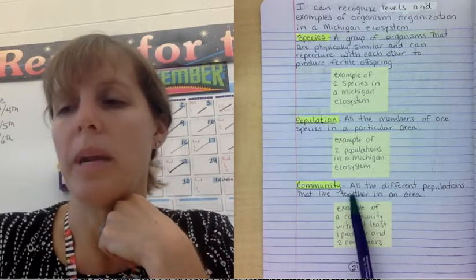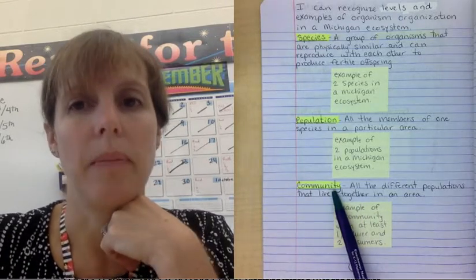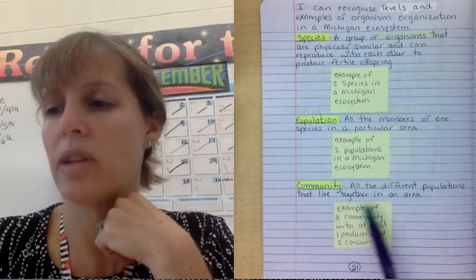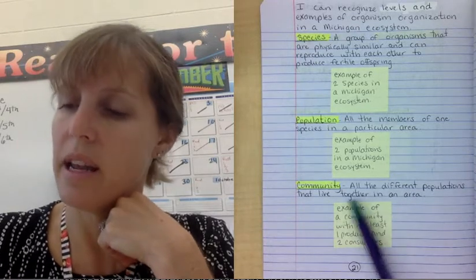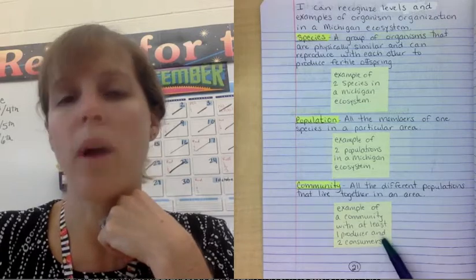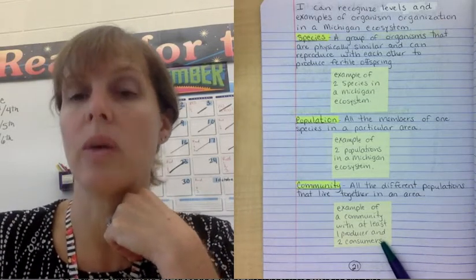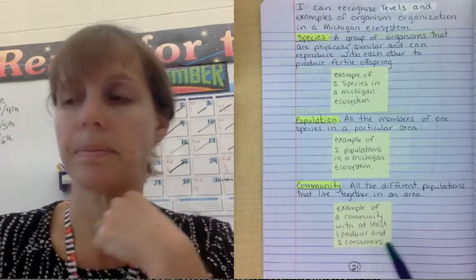Our third term here is community. Say it with me. Community. A community is all the different populations that live together in an area. And here in your notebook, I'd like you to give me an example of a community with at least 1 producer and 2 consumers. That means you have to have 3 different organisms in this list.